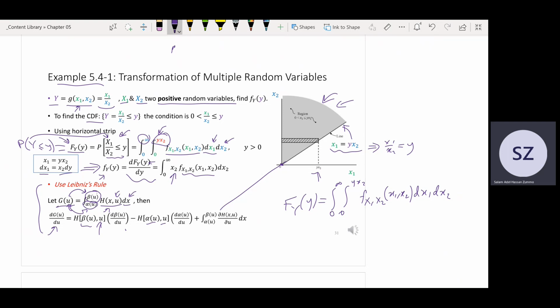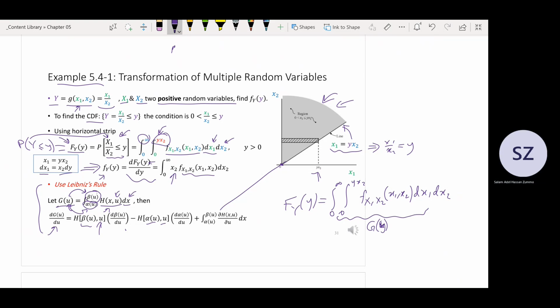Now we can write this in terms of just u. We can take this function. Now this is a function of u. The rest is not a function of u; it's the integral with respect to dx. So this is the function of u. Now call this function g of u, g of y.